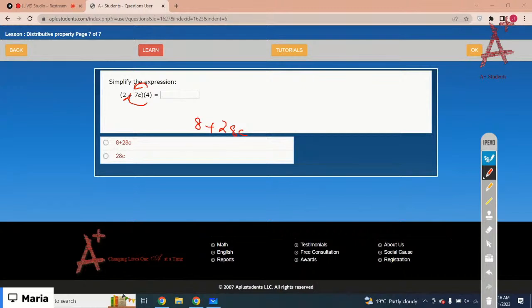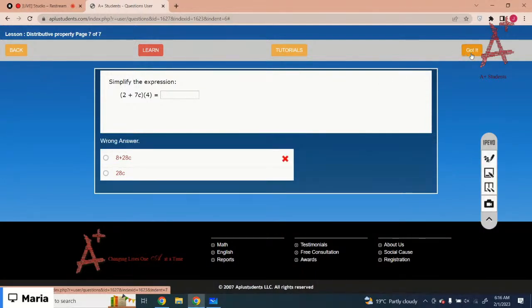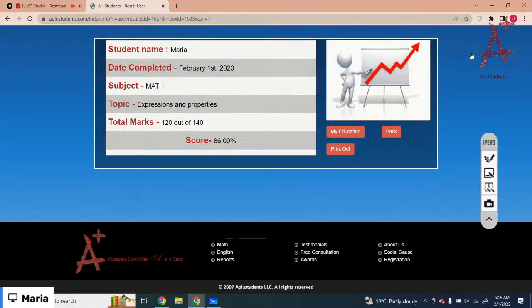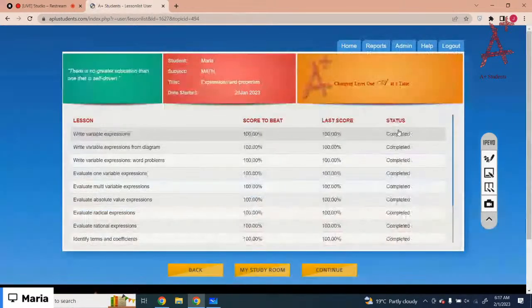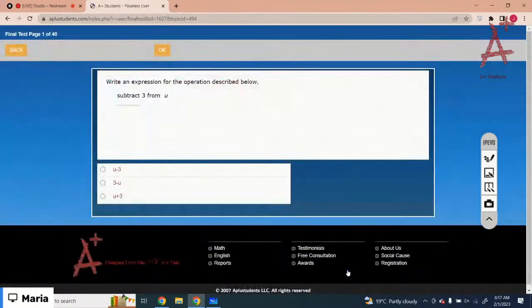Okay, we are done with the test. Let's just start with the next lesson. We have completed the test. We're going to start with the final test of the chapter. Yes, it is 8 plus 28c. Okay, let's start with the final test of the chapter.